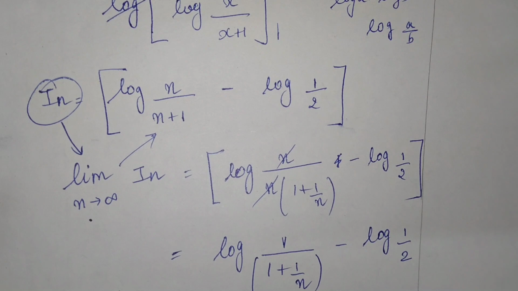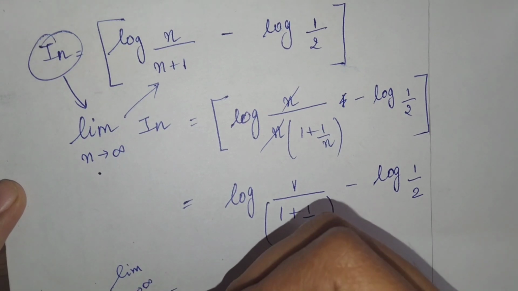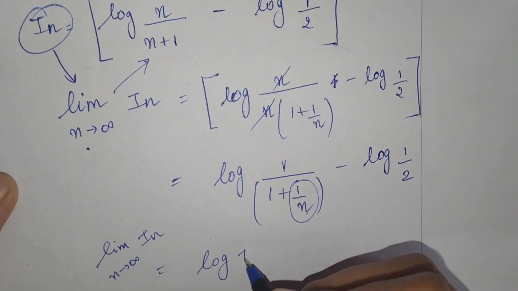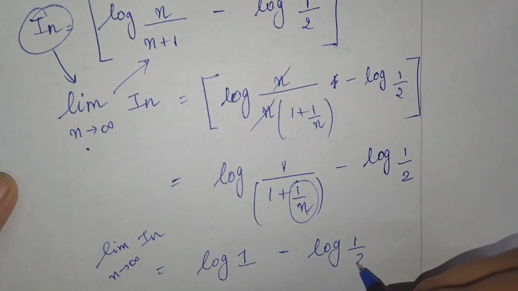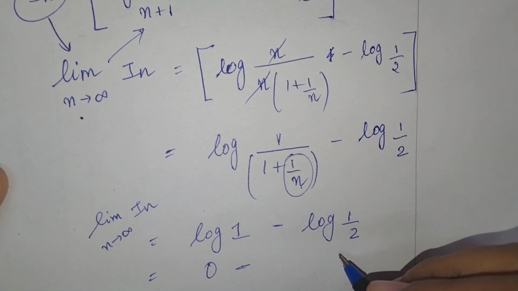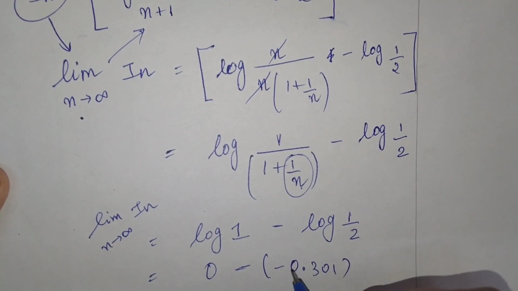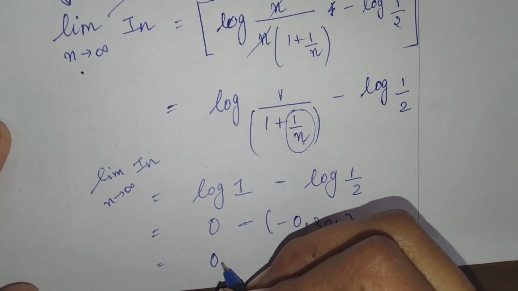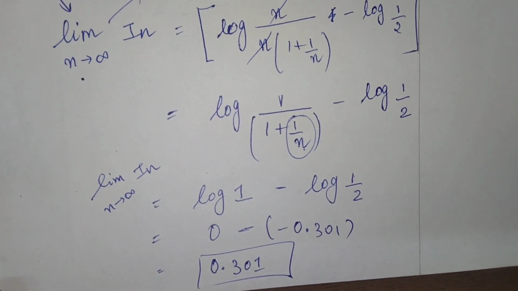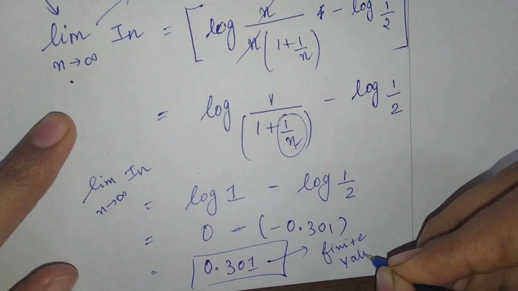Now finally if we put the limit, then we will get, now if we put limit n tends to infinity, then here if we put infinity, then it will be 0. So we will get log 1 minus log 1 by 2. But you all know the value of log 1 is 0, and value of log 1 by 2 you can calculate in the calculator. It is minus 0.301. Again this minus will be plus. So answer will be 0.301.